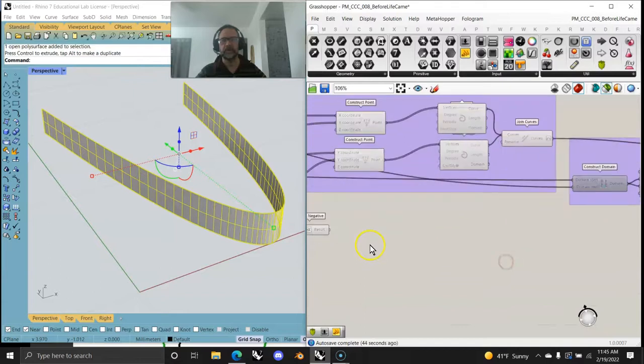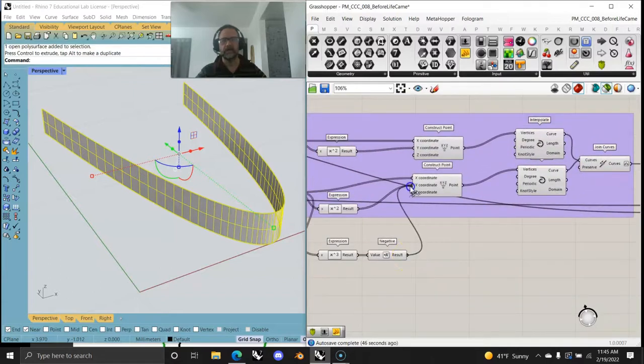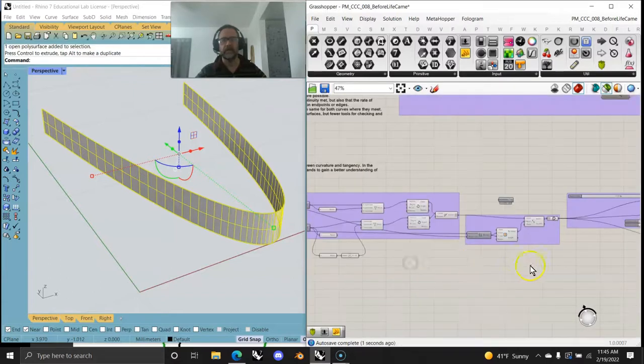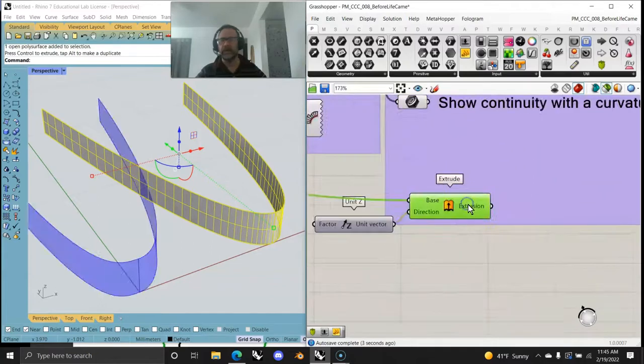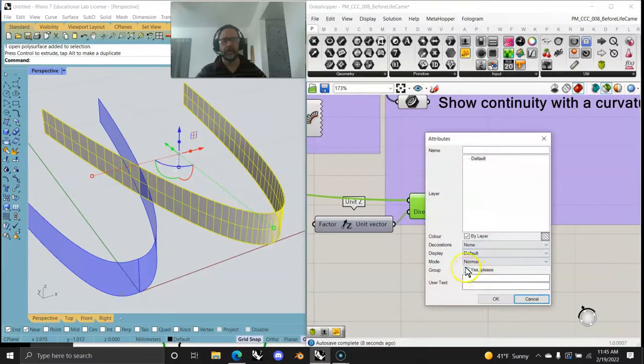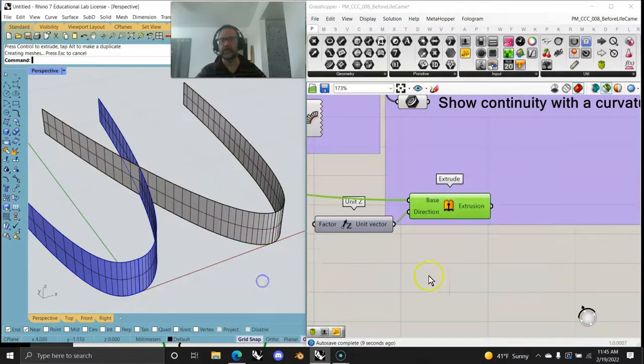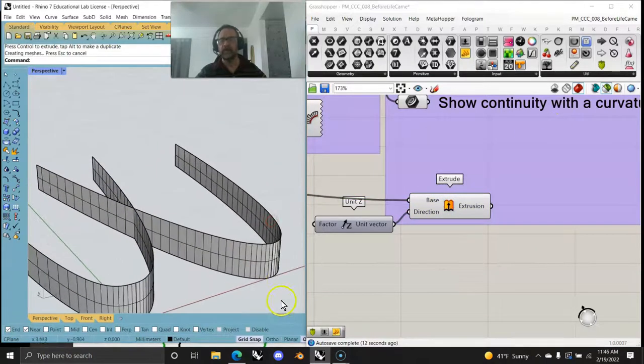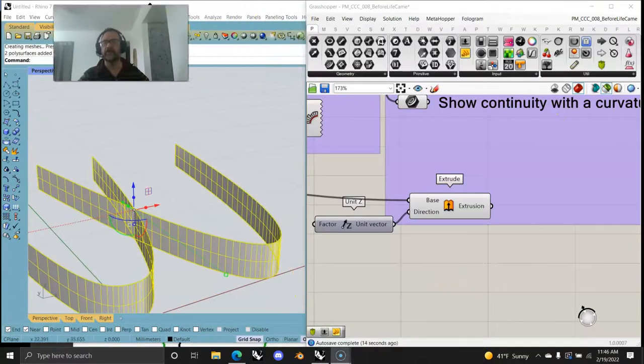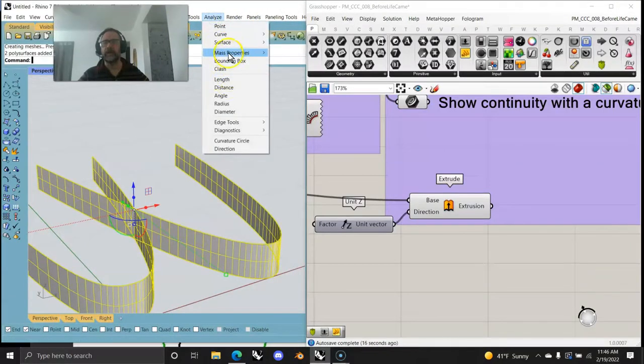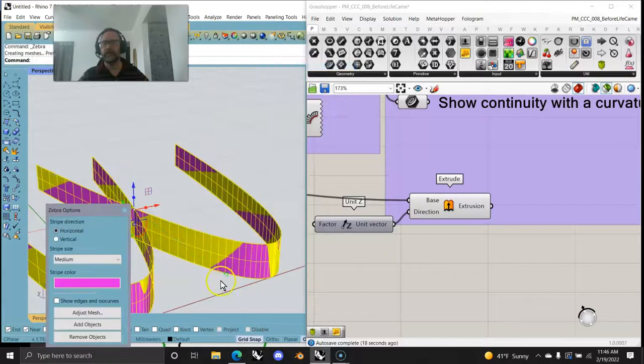Let's go back in and take a look at one that's not got the G2 continuity. Here it is. And we'll take a look here. And then we'll bake that one. And there we go. And we'll just take it through a very simple surface analysis tool that I've been using a lot lately, which is Zebra, to see what's going on.